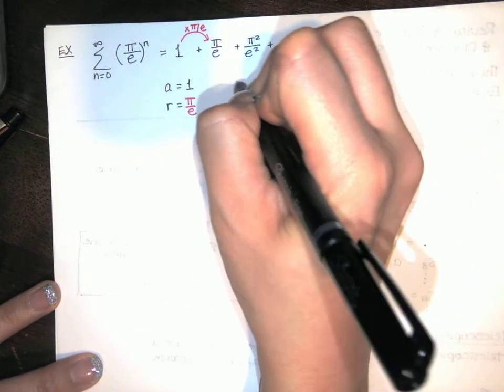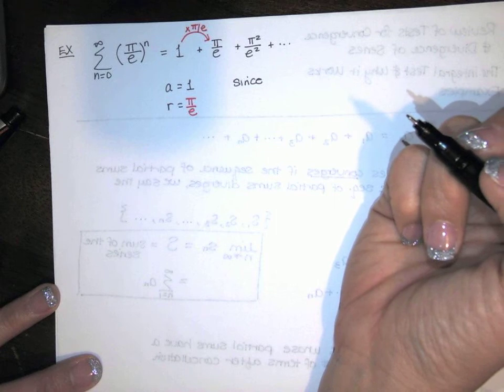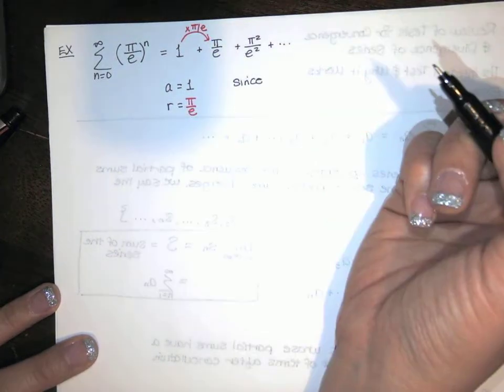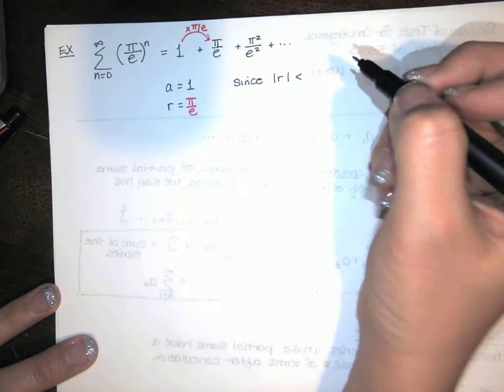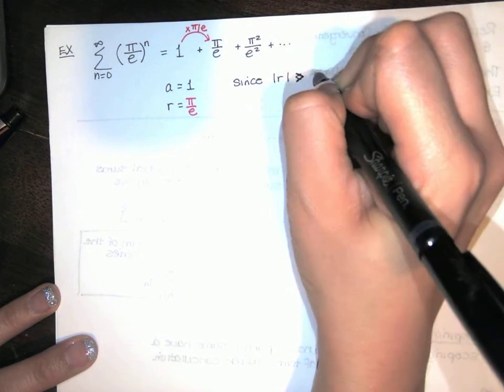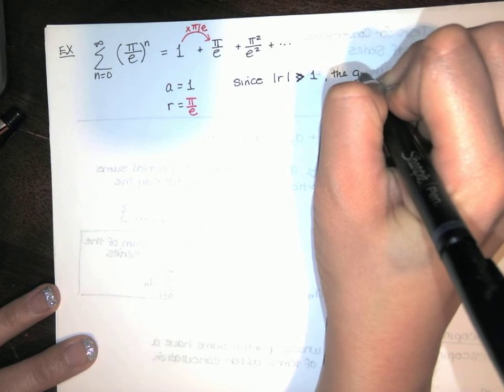So once I've identified a and r, if I want to determine whether a geometric series converges, I just take the absolute value of r. Since the absolute value of r is greater than 1, because pi over e is greater than 1, the geometric series diverges.